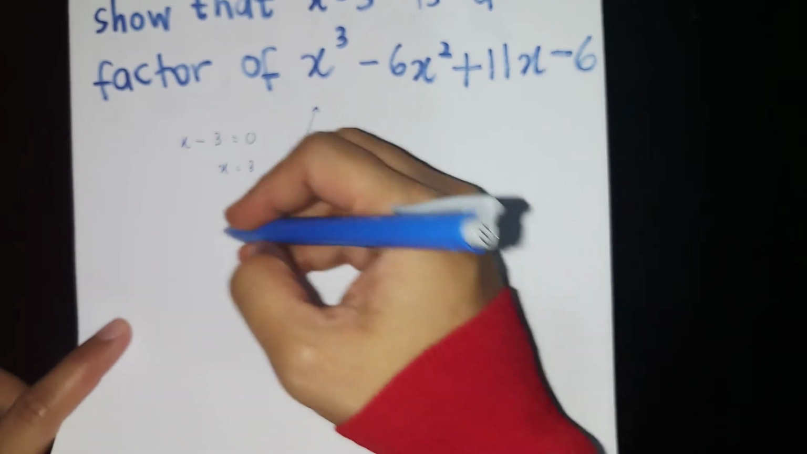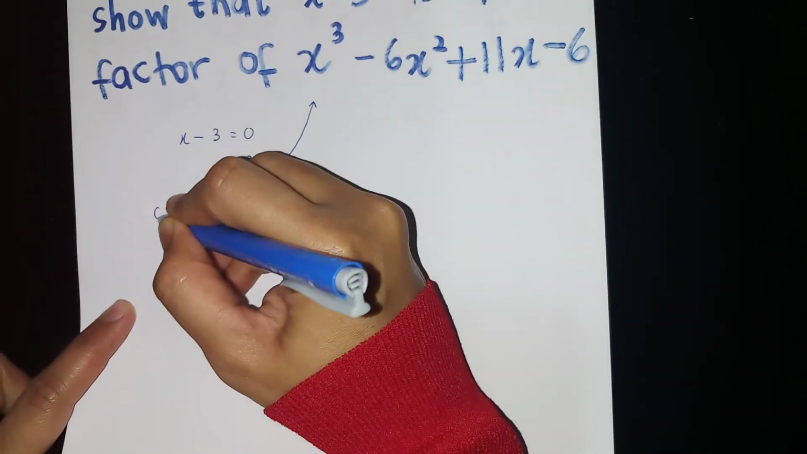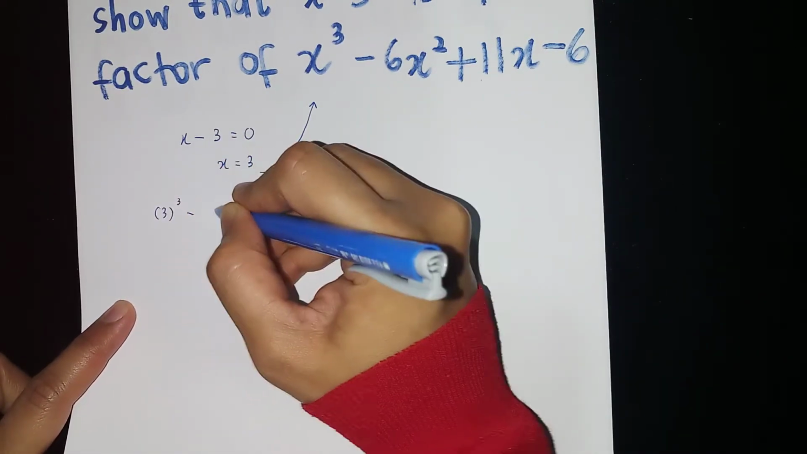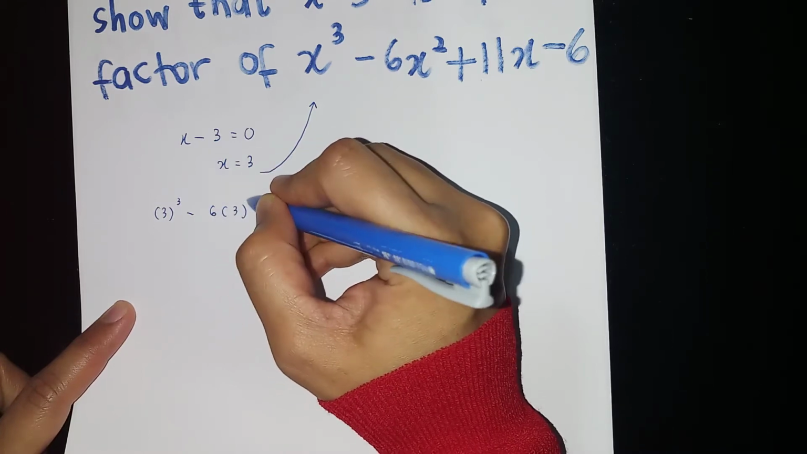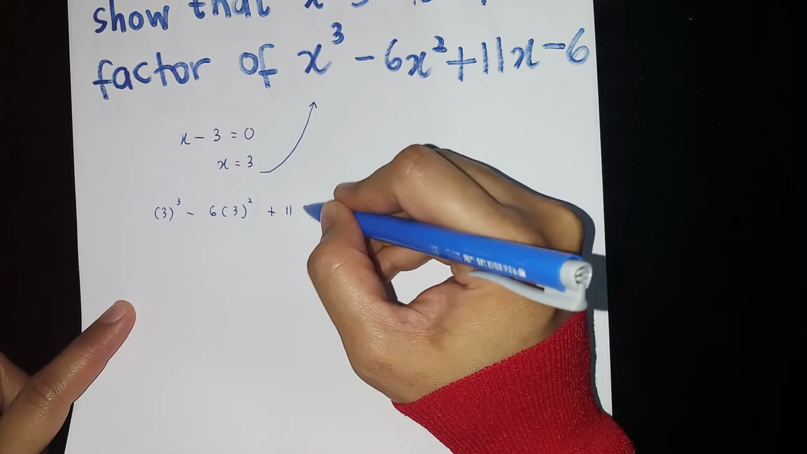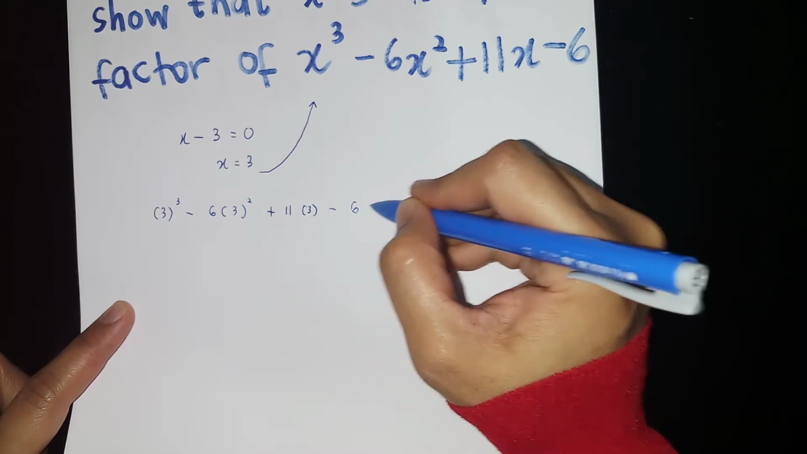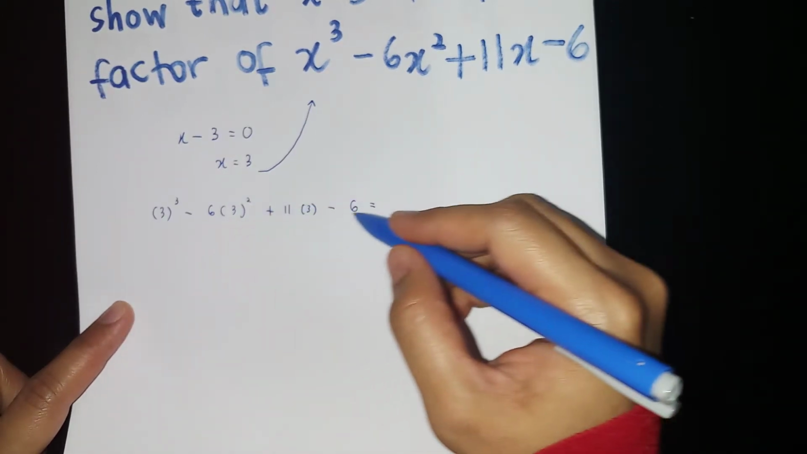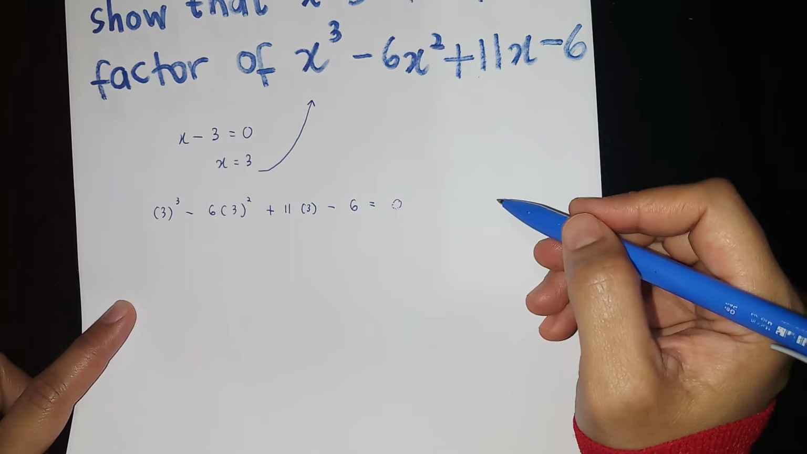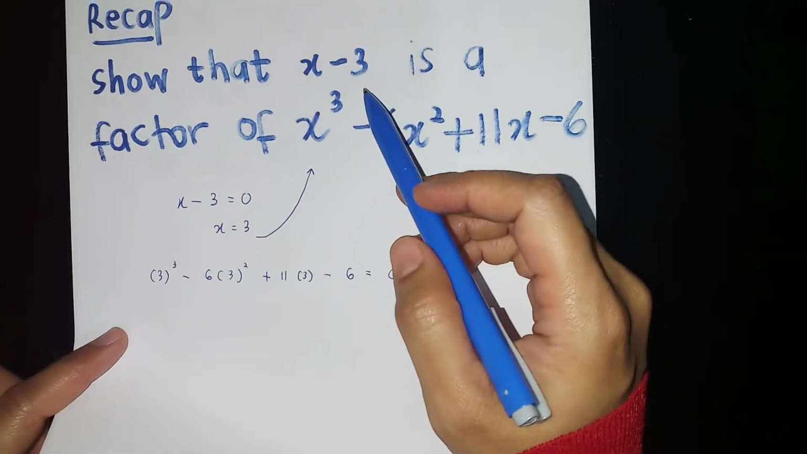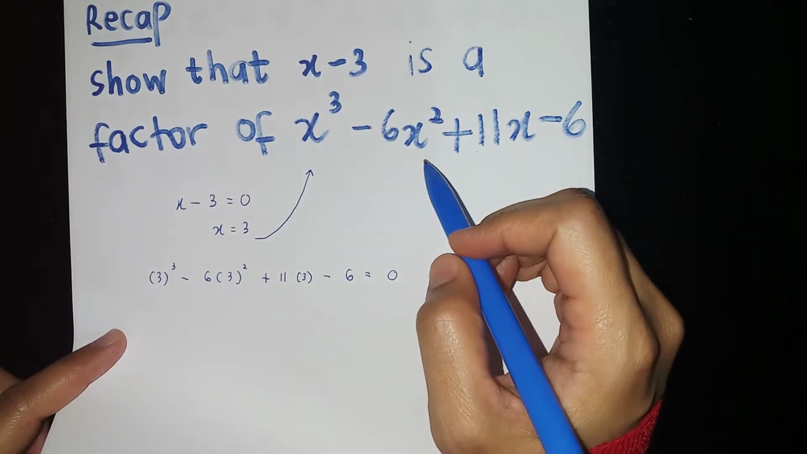Okay, so let's substitute here. You will get 3 power 3 minus 6, and then we have 3 square plus 11, and then I have 3 minus 6. You calculate everything, you should get equals to 0. So it means that this is a factor of that.